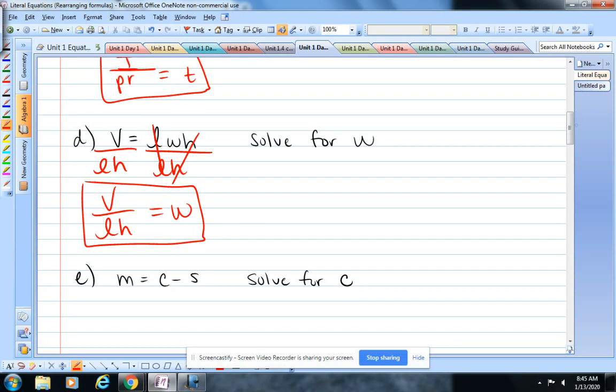M equals C minus S. Solve for C. This one's simple. What's on the same side as the C? S. What are they doing to the S? Subtracting it. So how do I get rid of S? Add it to both sides. You don't know what M and S are, and they're not like terms, so you just write it. M plus S equals C.